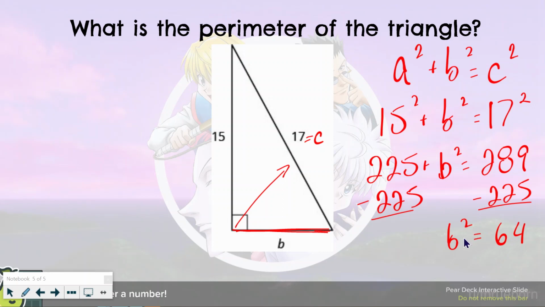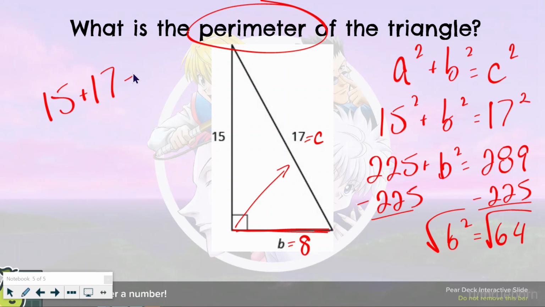So I have one more step there. I want to take the square root of that and the square root of that. That gets me just b by itself, and that would give me 8. So this length is 8. Not quite done yet. I want to find the perimeter, so I'm going to add up these 3 sides. 15 plus 17 plus 8.